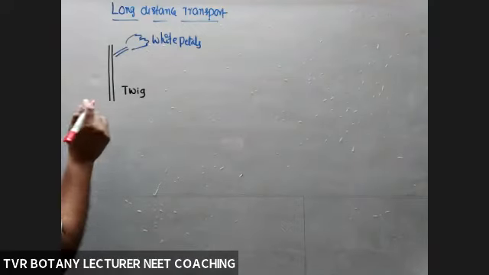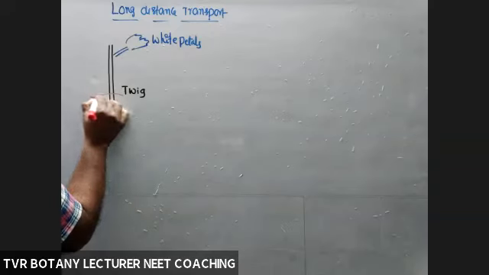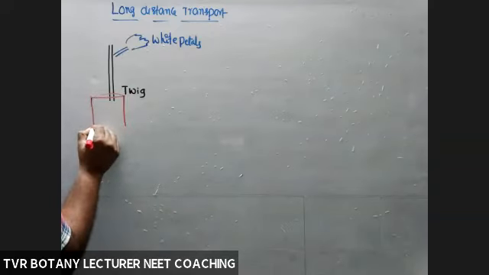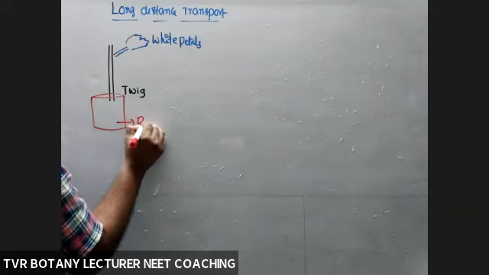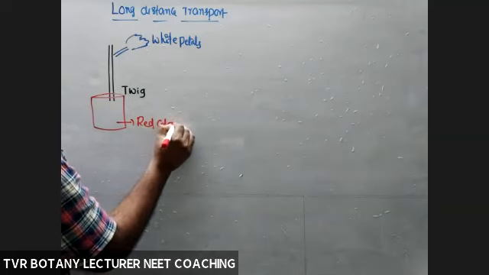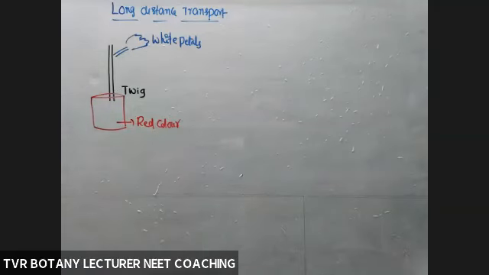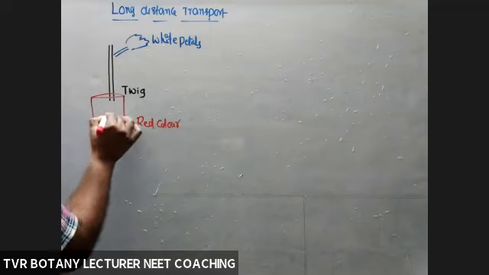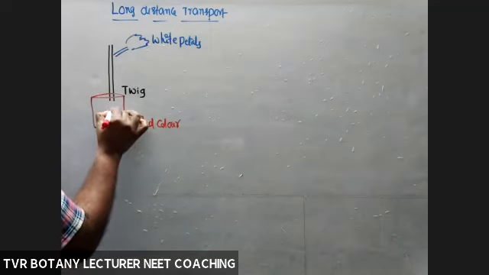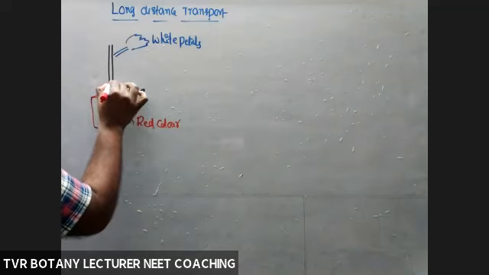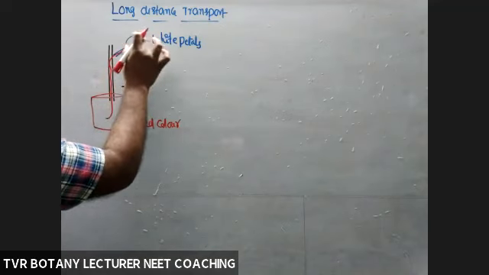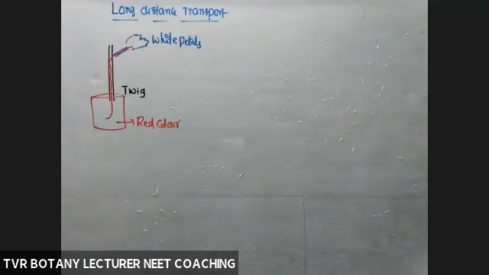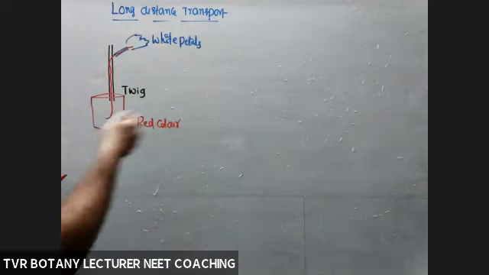And this twig is inserted into a beaker with a blue or red colored solution, here I'm using a red colored solution. And leave this like that for 1 or 2 hours. If you observe anatomically, definitely, the red color passes through the stem, and the white colored petals will turn red.